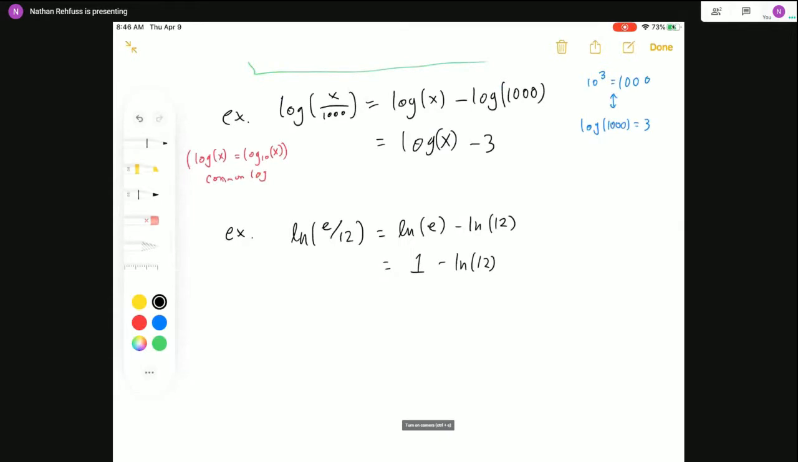Let's see. Need to get an approximate number here. 1.26. Interesting. Okay. One more example.